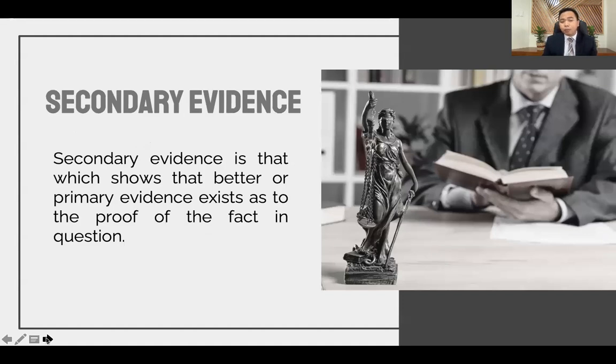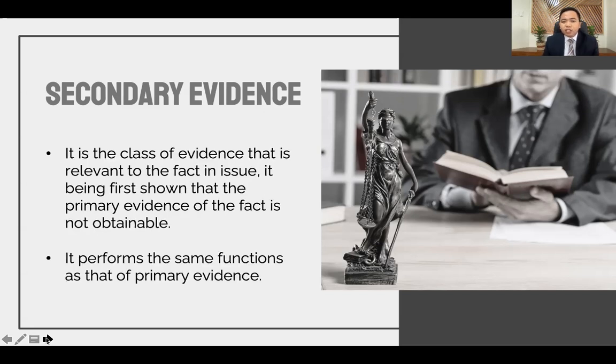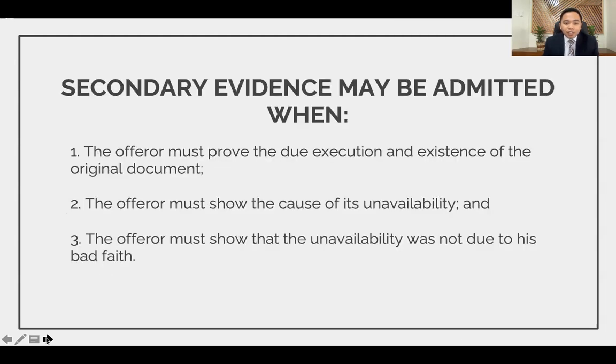Now, class, if the original evidence cannot be presented, then you can resort to secondary evidence. Secondary evidence is that which shows that better or primary evidence exists as to the proof of the fact in question. It is the class of evidence that is relevant to the fact in issue, it being first shown that the primary evidence or the original evidence of the fact is not obtainable. It performs the same functions as that of a primary evidence. Okay.